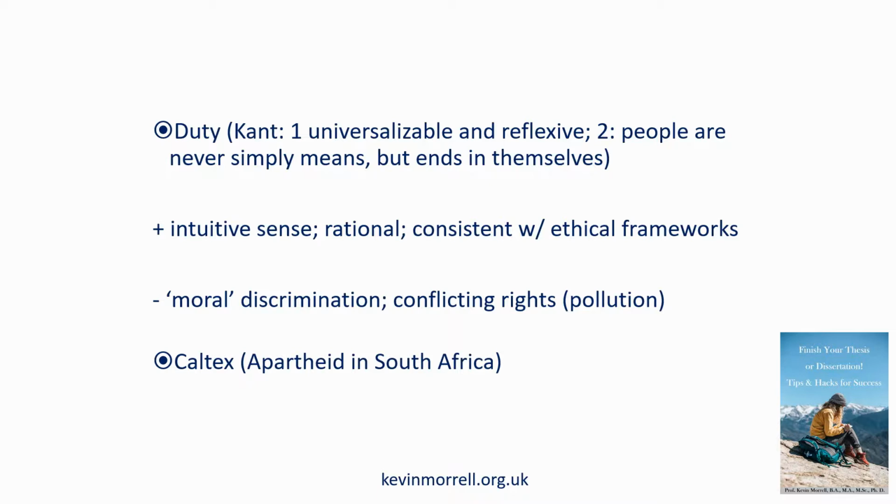And the second aspect to this, what's called a categorical imperative, is people are never simply means, but they're ends in themselves. So you don't use people, because people are ends in themselves.